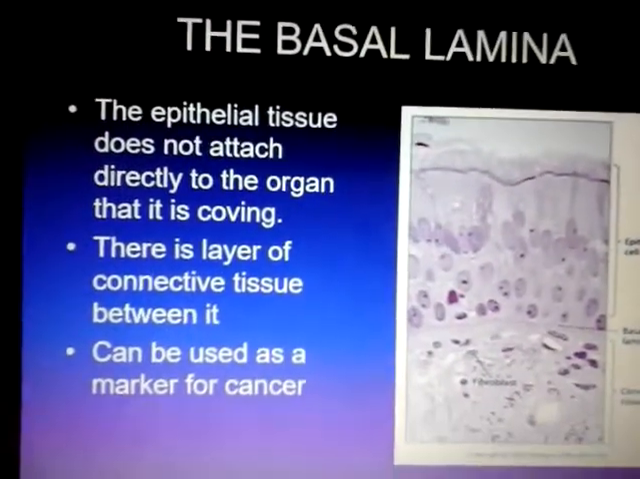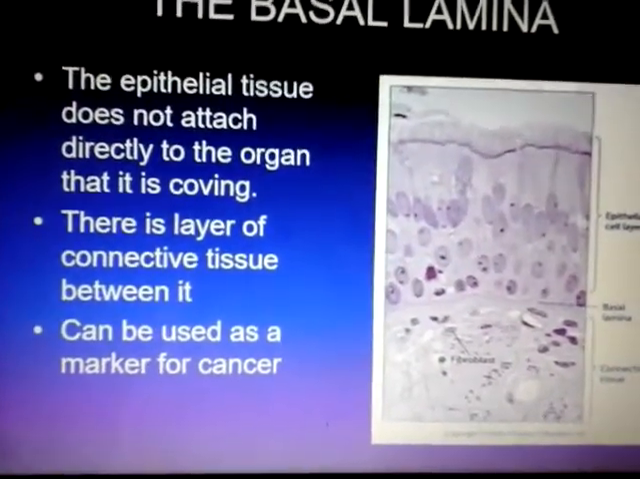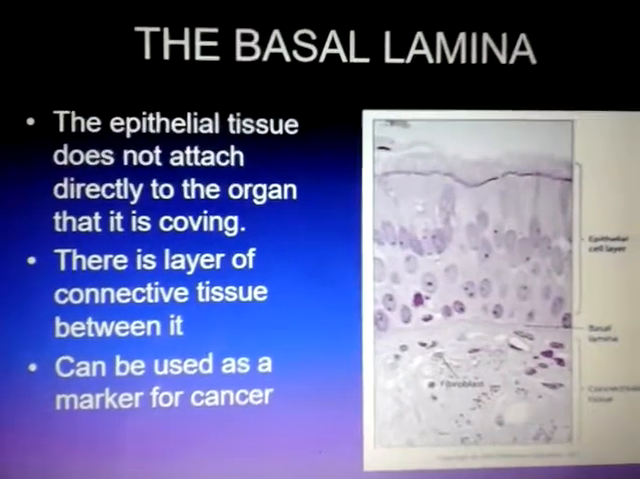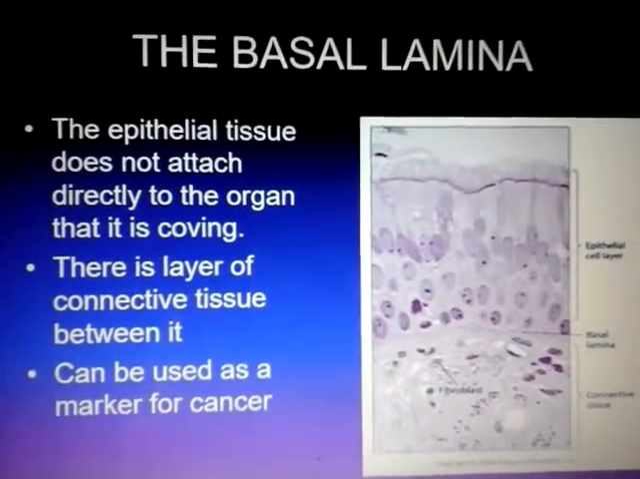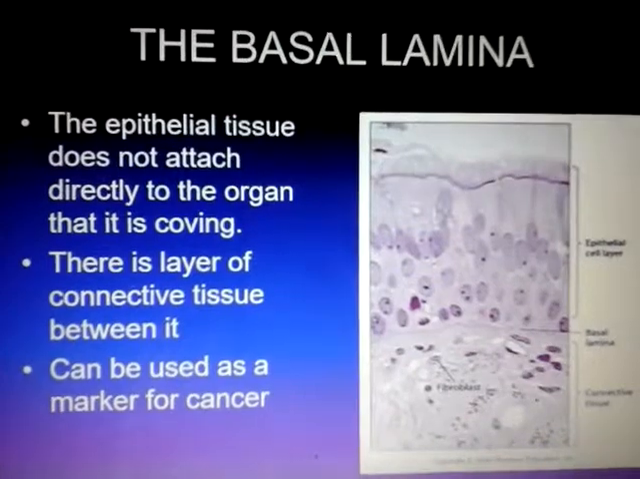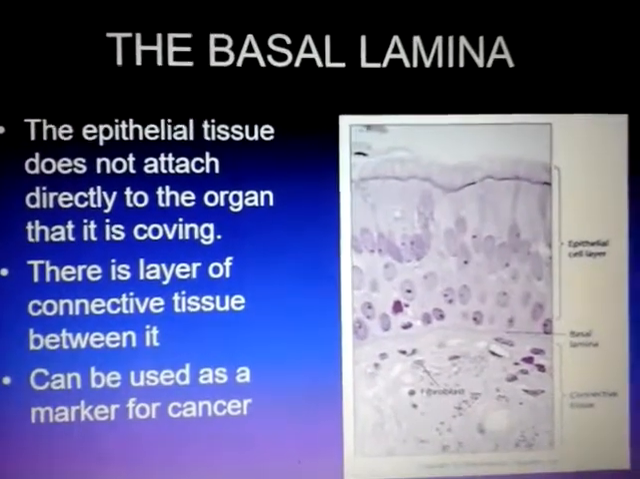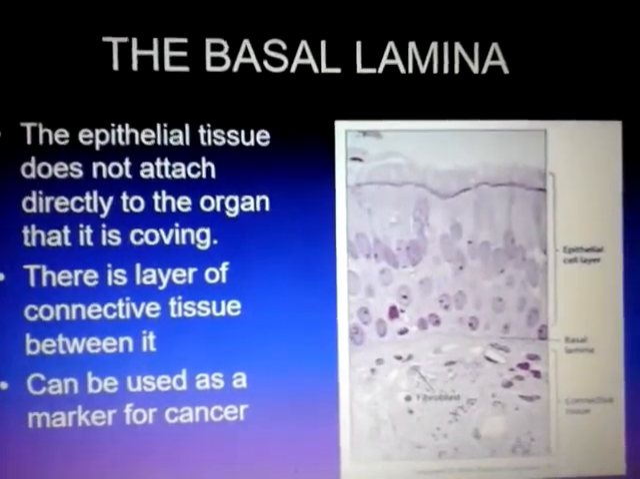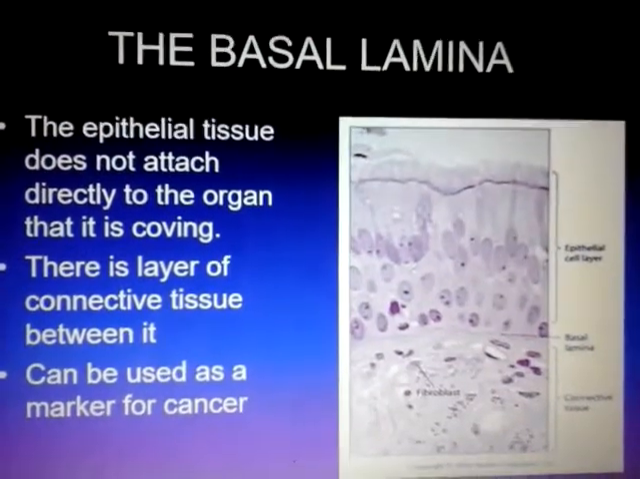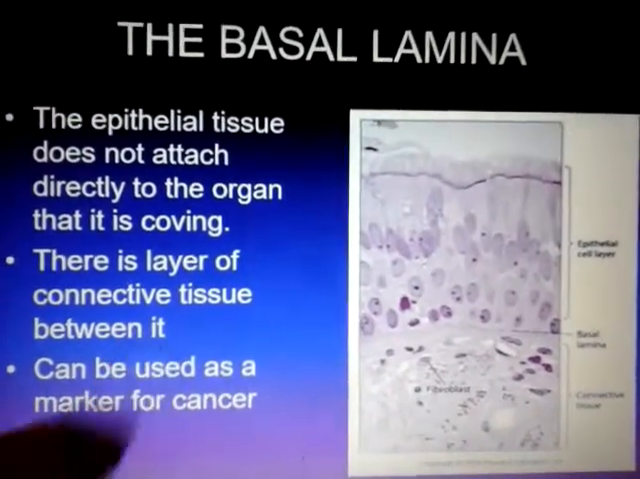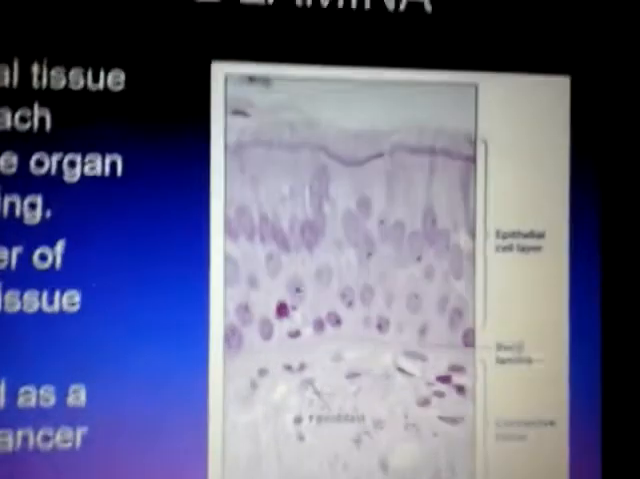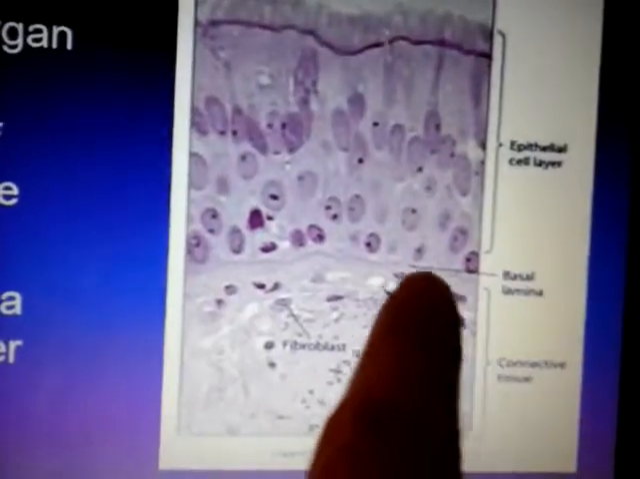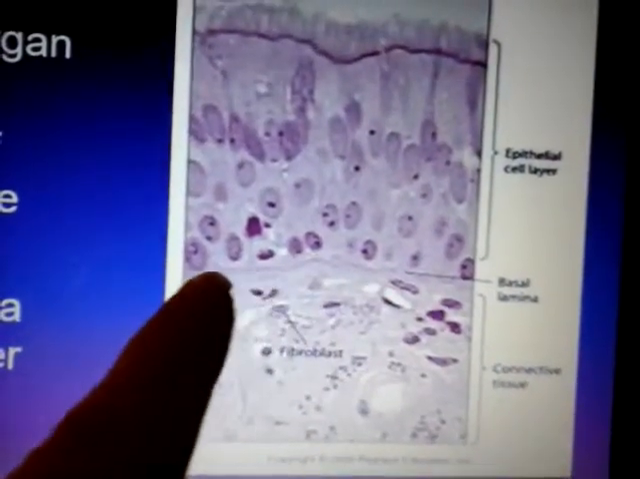So there's actually a layer of connective tissue in between it. And that layer of connective tissue is called the basal lamina. It's also called the basement membrane. Now, later in a different video, we'll talk about connective tissue, and we'll actually talk about what kind of connective tissue this is. But in this picture, right here, is the connective tissue.